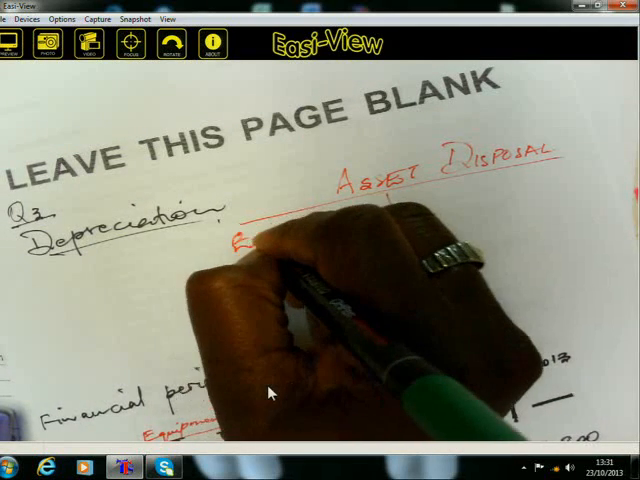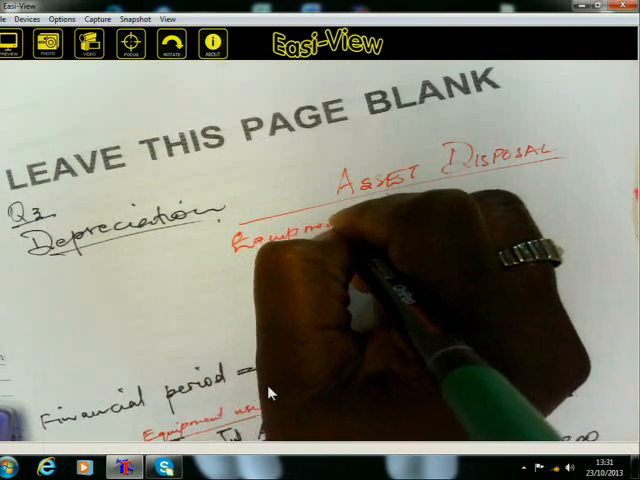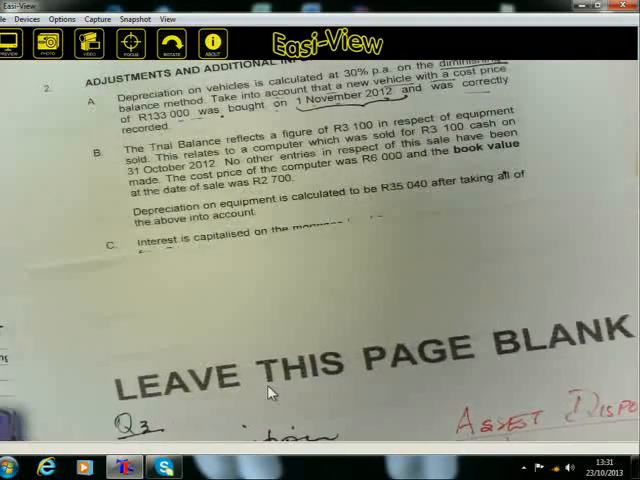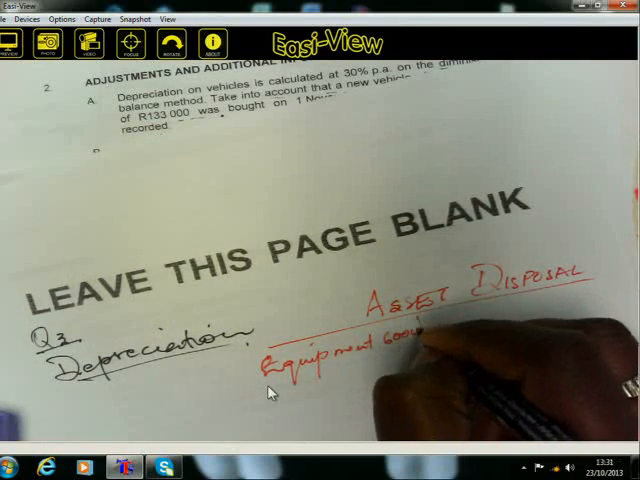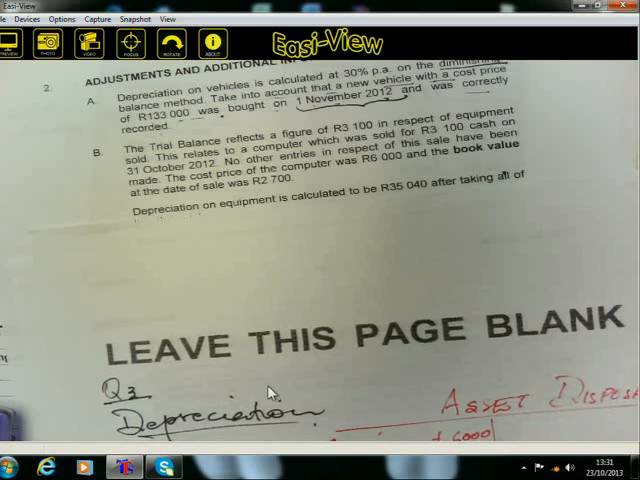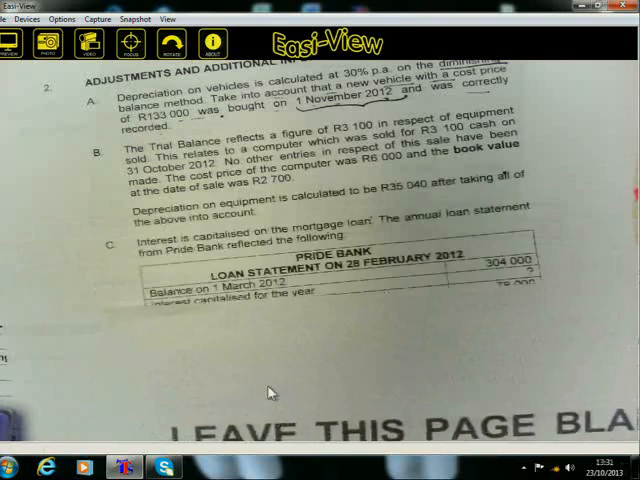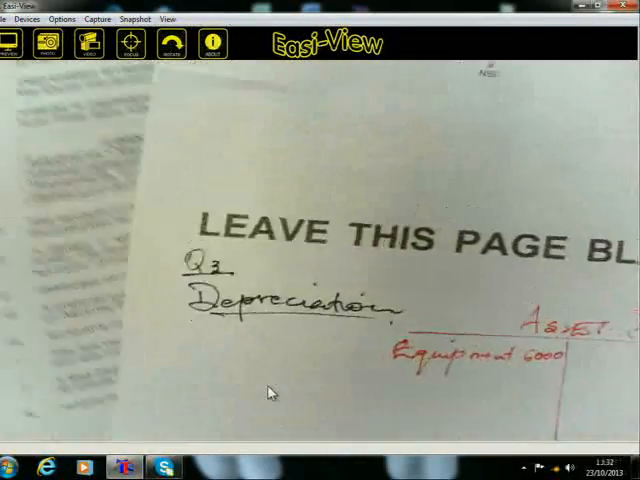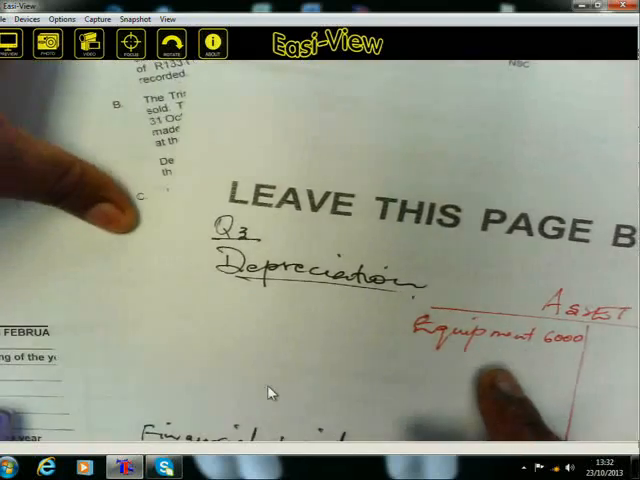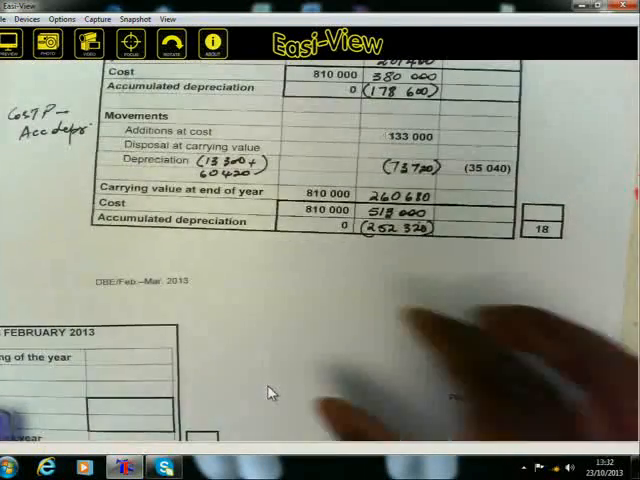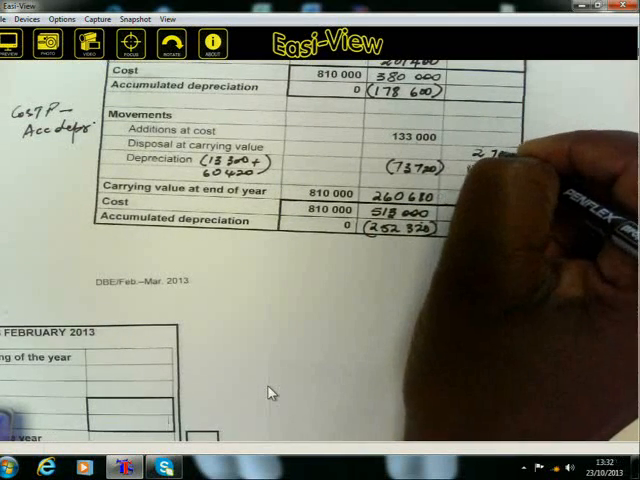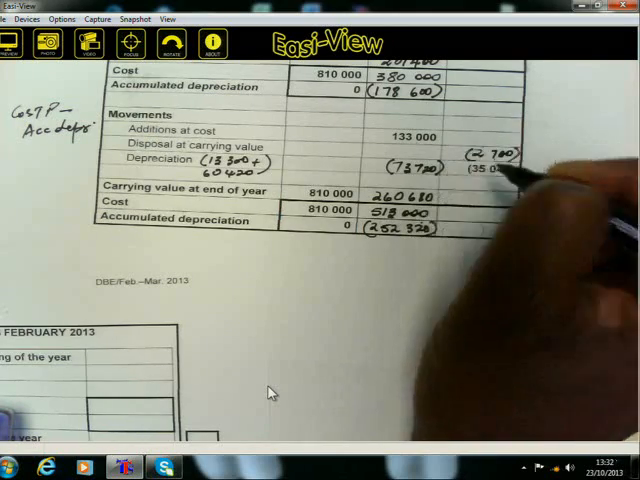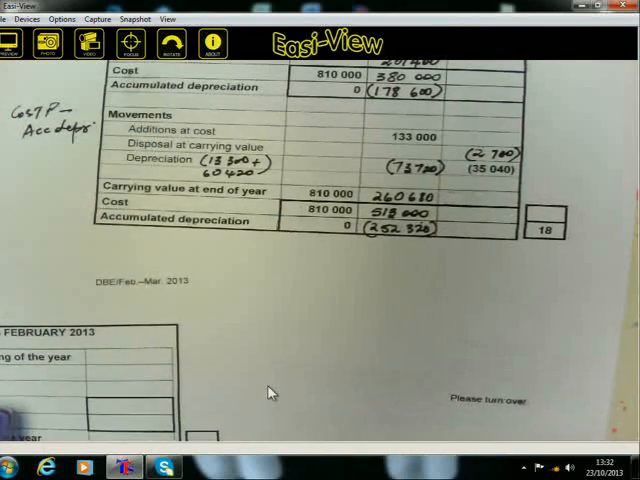Then the cost of the equipment, it says the cost is 6,000. The cost is 6,000 and the book value to date of sale. So the moment they talk of the book value, they are talking of the carrying value, and there's no need for me to calculate the carrying value, but just to check in the answer sheet that I have, it's already given. The carrying value, that is the book value, is 2,700. So that was a free mark also.